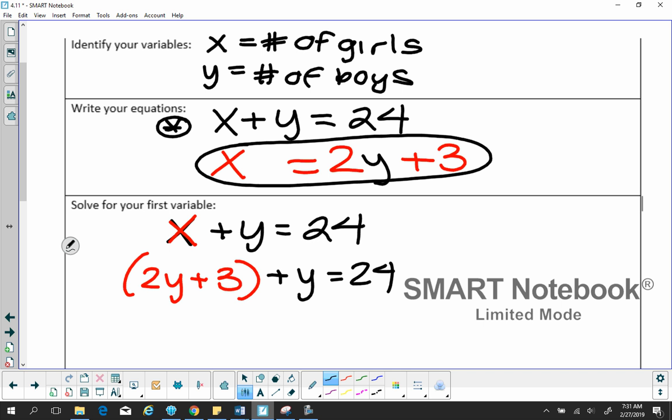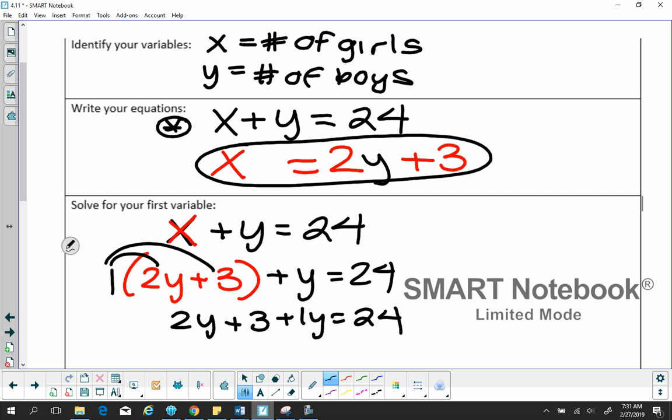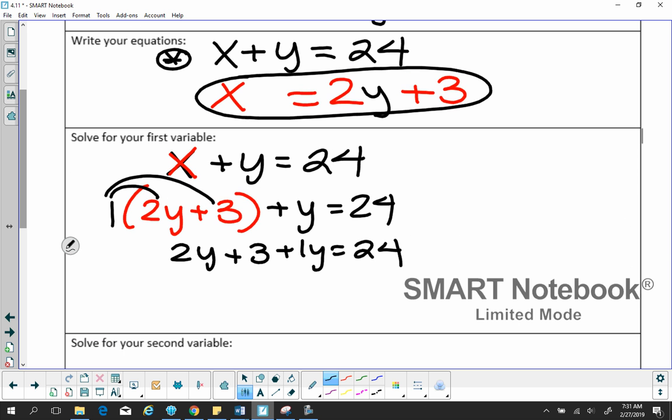So the only thing new about this lesson is writing the actual problem. Then I'm not multiplying anything because it's basically just 1. So I end up getting 2y plus 3 plus 1y equals 24. Then what do I do? Combine like terms. So I have 2y plus 1y. What's 2 plus 1? Good. 3y plus 3 equals 24.